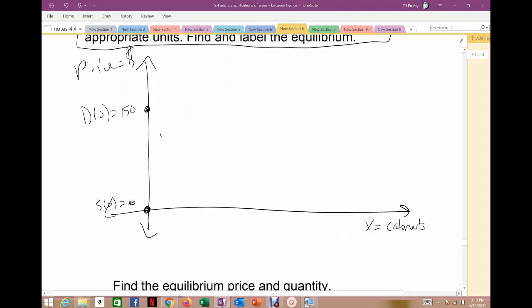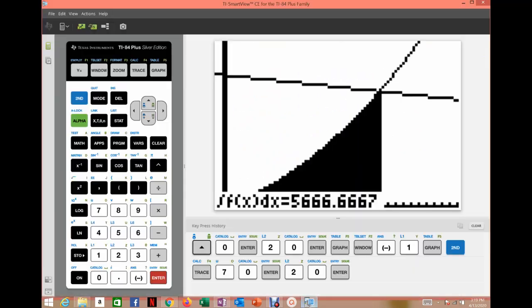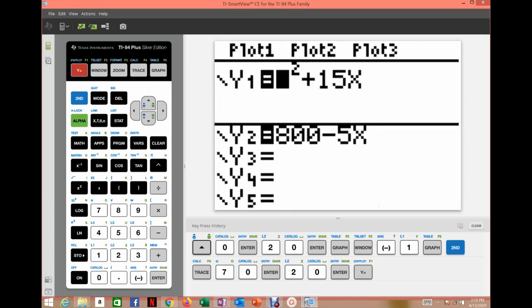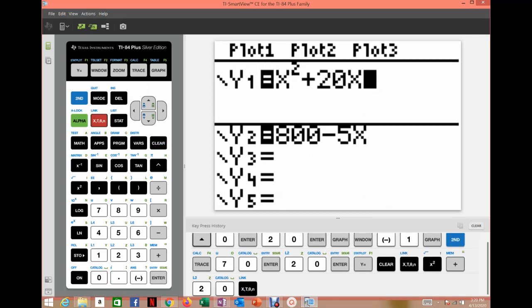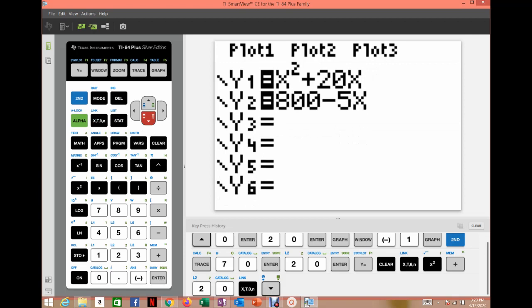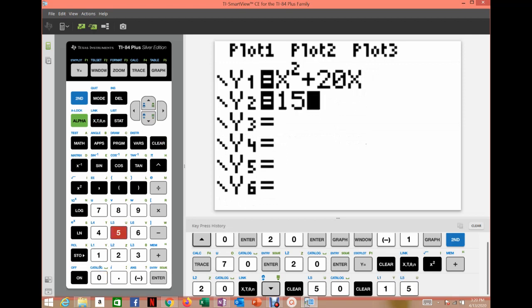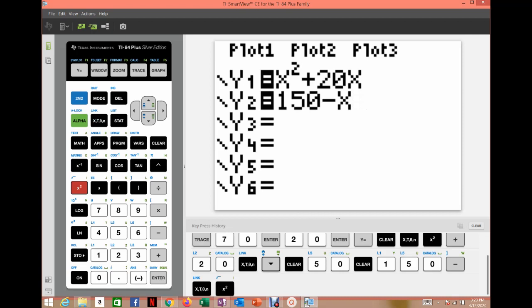Alright, now I'm going to go graph it so I get a fairly decent looking picture. So I'm going to go in here and clear out what I have, and type in my new equation. So my new supply is x squared plus 20x, and then my new demand is 150 minus x squared.